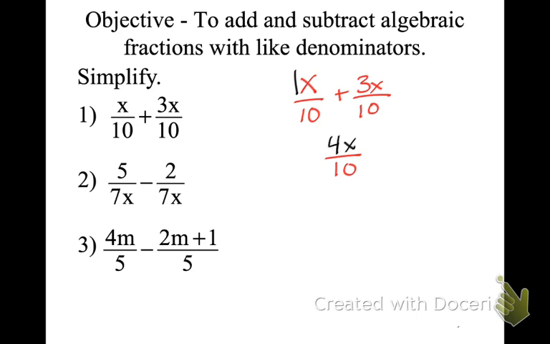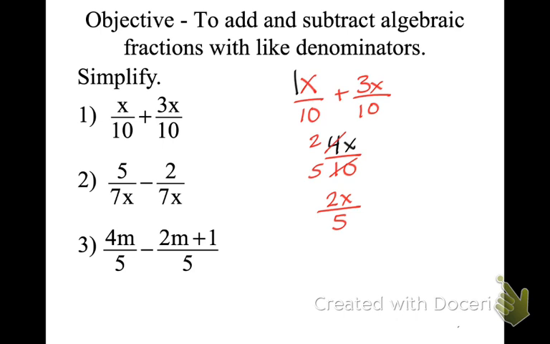And then these are both monomials, so we can cross cancel. Is there a common factor in these monomials? Go. 2. So 2 goes into 4 twice, and 2 goes into 10 5 times. And so I'm left with 2x over 5.